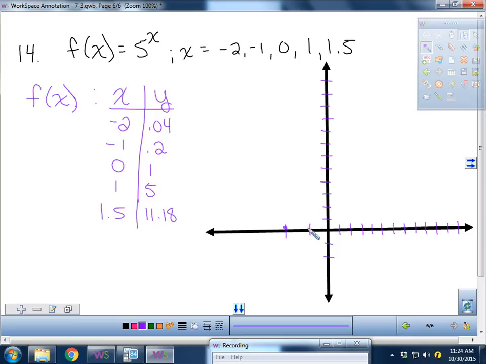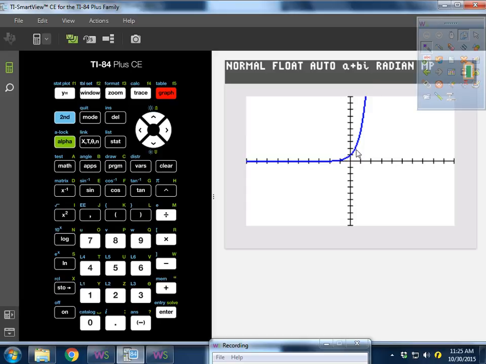All right, -1, 0.2, then you've got 0, 1, 1, 5, and 1.5, and then a little past 11 something. So a little past 11. And I'll do my best to make this look good, but let's face it, it's probably not going to be the best. I don't expect them to be perfect, but they should look like a graph. All right, and you can always check yourself if you graph that function, it should look like this.